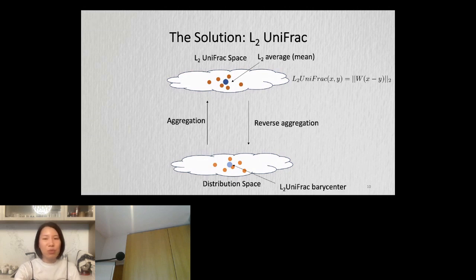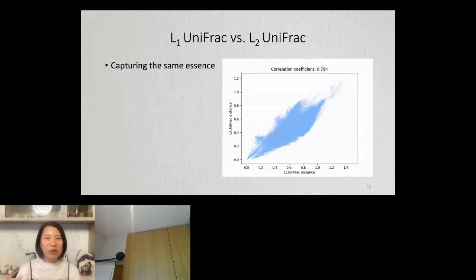And we claim that in this way, when we reverse aggregate it back, we will actually get the point that lies in the distribution space, and that is the barycenter with respect to L2 UniFrac. Before moving to proving this claim, I would first like to show you the similarity between L1 UniFrac and L2 UniFrac, because we originally chose L1 UniFrac because it's robust, right?